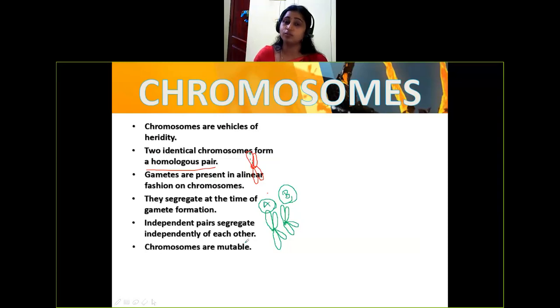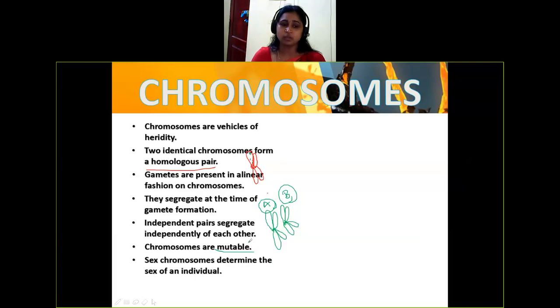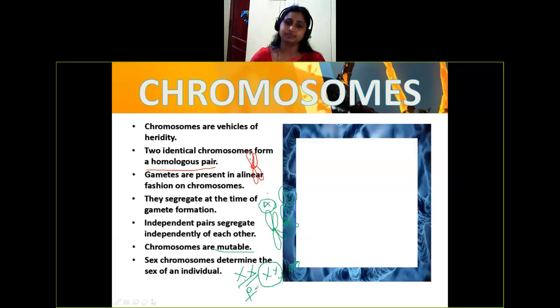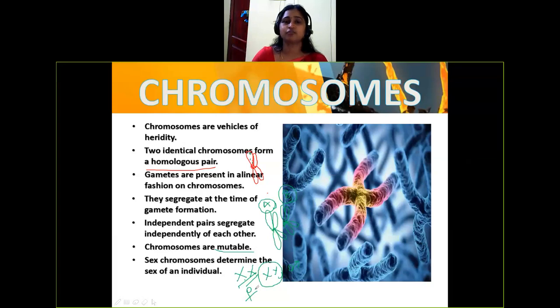Then chromosomes are mutable. Mutation can happen anywhere. Suppose it is happening in the gene, where is the gene? The gene is there in the chromosome only. So naturally the chromosome will also mutate. Sex chromosomes determine the sex of an individual. In humans, XX chromosome, XY chromosome. If it is XY, it is male. If it is XX, it is female. So this is the structure of a chromosome. It looks like an X-like structure, right?